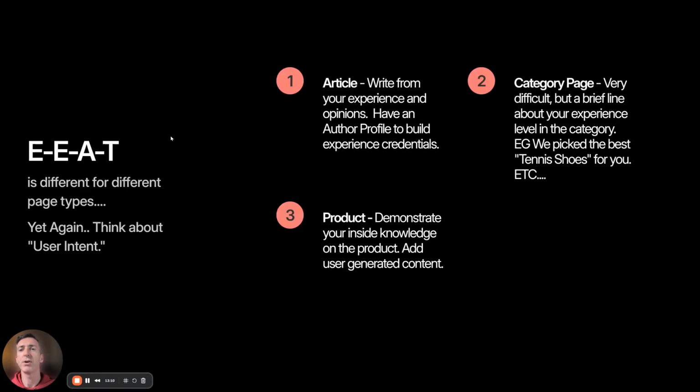Of course, we have those different page types. We've looked at them again, but I think it's very, very important to think about it under user intent. What would the user want to see? And how does EEAT, especially the experience side, fit into that? So if it was an article, we would write from our experience and give our opinions. Have an author profile as well, and that's going to build up your experience credentials.